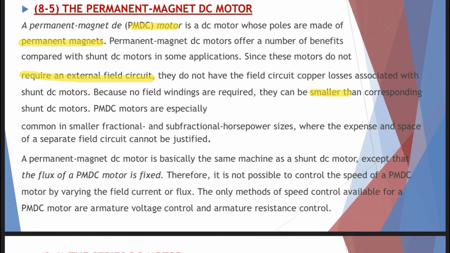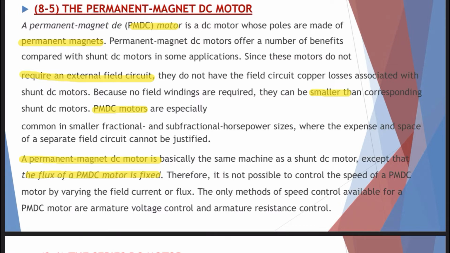PMDC motors, permanent magnet DC motors, are especially common in smaller fractional and sub-fractional horsepower sizes, where the expense and space of a separate field circuit cannot be justified. A permanent magnet DC motor is basically the same machine as a shunt DC motor, except that the flux of this type of motor is what? Fixed.